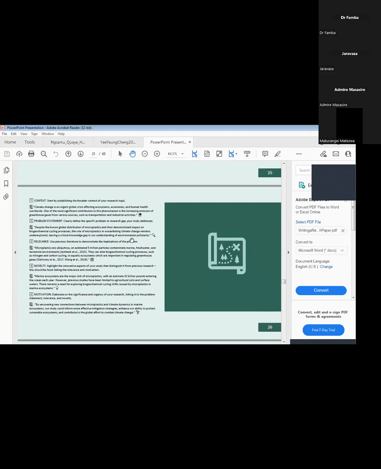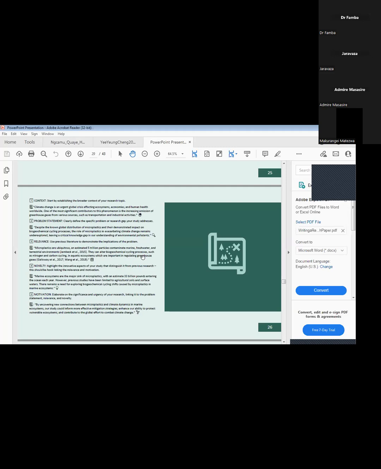Right, let's talk about context. Start by establishing the broader context of your research topic, right? And then you clearly define the specific problem or research gap that your study addresses. And then you move on to relevancy. You use previous literature to demonstrate the implications of the problem. On novelty, you highlight the innovative aspects of your study that distinguish it from previous research. This should be the hook that links the relevancy and the motivation of your study. On motivation, elaborate on the significance and urgency of your research, linking it to the problem statement, relevancy, and novelty.